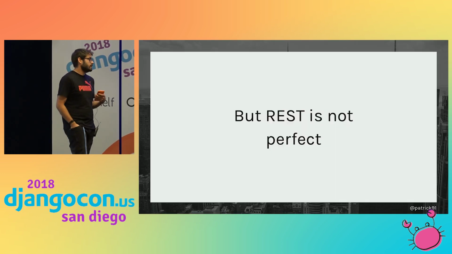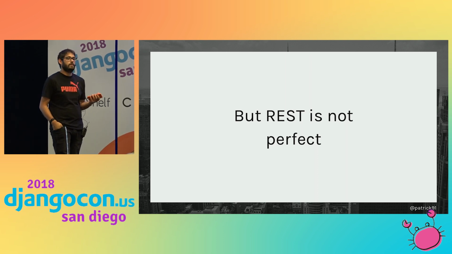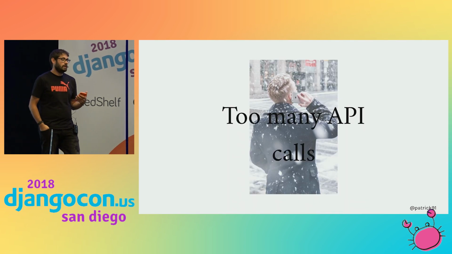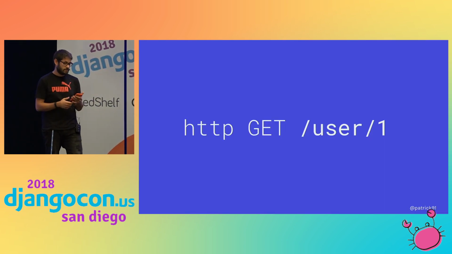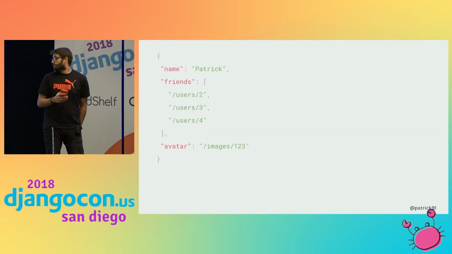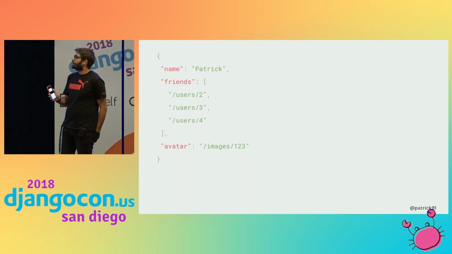The problem is that REST is not perfect. It's not a standard either, so everyone is doing it a little bit differently. And one of the issues that I usually had is that you have to do too many API calls if you want to fetch data. So let's suppose that we have this simple API that's returning user data. Let's say it returns a user with their name, a list of friends, and avatar.